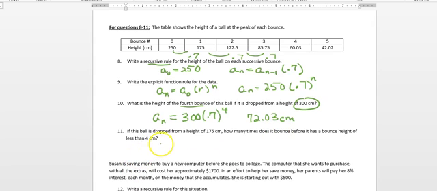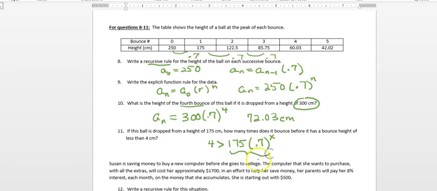The last question is asking you if this ball was dropped from 175 feet, how many times would it have to bounce before the height was less than 4? So you want it to be less than 4, starting at 175 times 0.7 raised to the x.